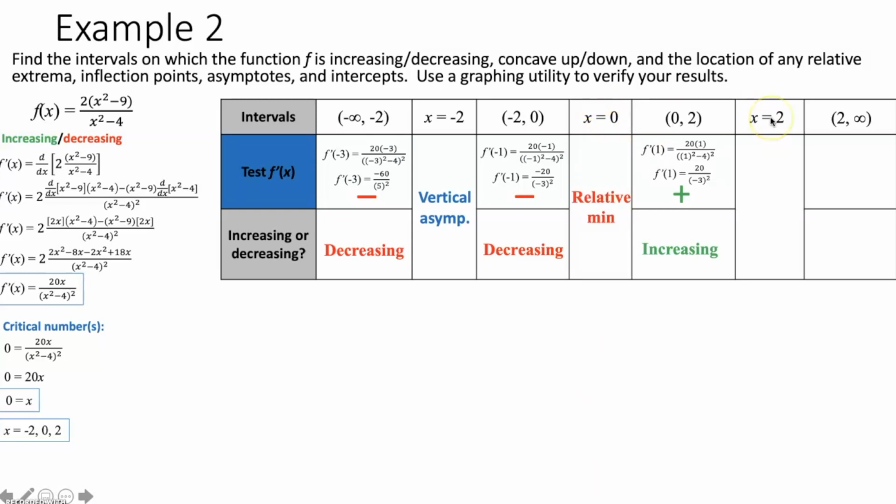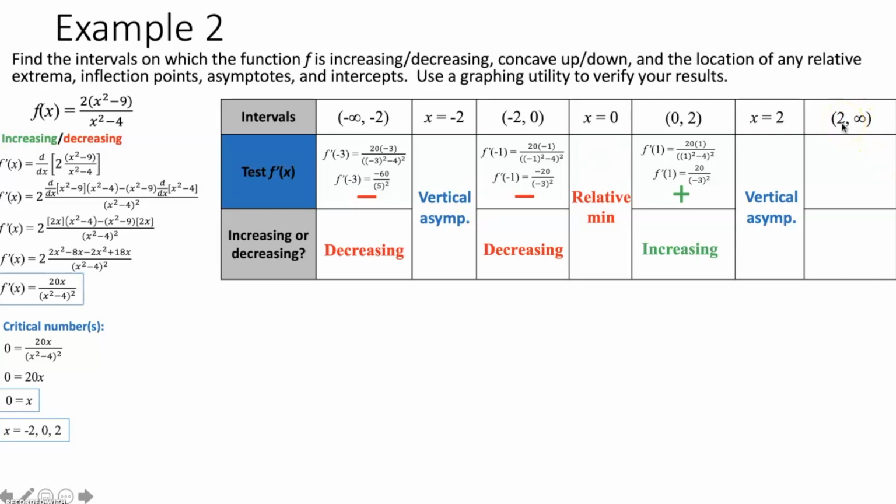What about x equals 2? Well, to determine what happens at x equals 2, we remember in the beginning, our denominator factored is x plus 2 times x minus 2, meaning that there is a vertical asymptote at x is equal to negative 2 and x is equal to positive 2. Because there's a vertical asymptote, there can't be a relative max or min there.